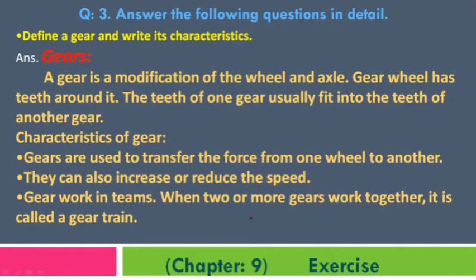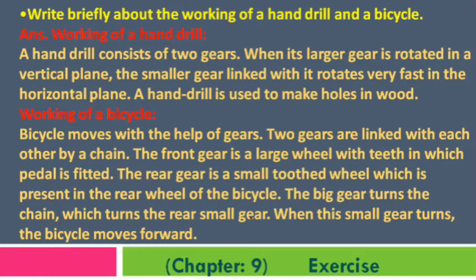So this is a long question. Long question number 4 is, write briefly about the working of a handrail and a bicycle. The second last page of your chapter is about this, and we will write the working of a handrail now. A handrail consists of two gears, definitely. The larger is rotated in the vertical plane and the smaller rotates very fast in the horizontal plane. Because it's smaller, that's why it rotates very fast. So the handle is used to make holes in the wood.